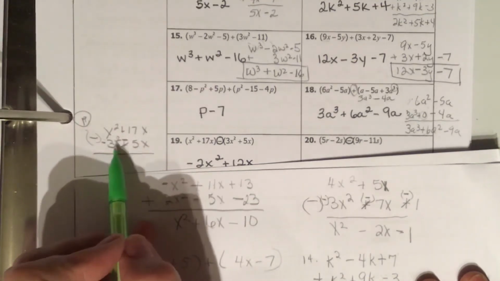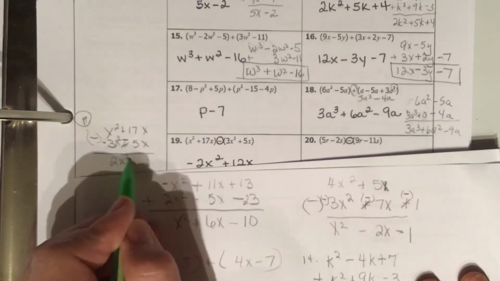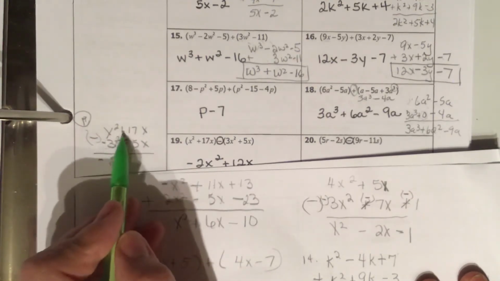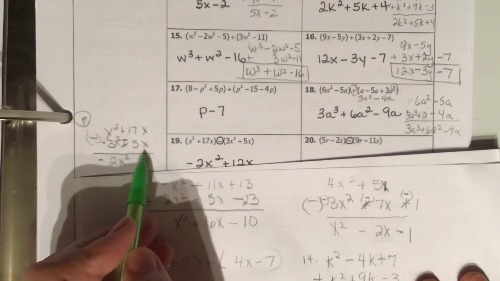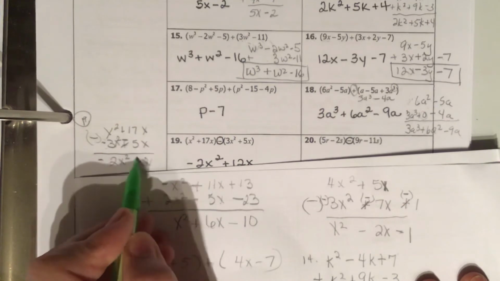So if you have a negative 3x squared and a positive x squared, you're going to get a negative 2x squared. You have a positive 17 and a negative 5, you're going to have a positive 12x.